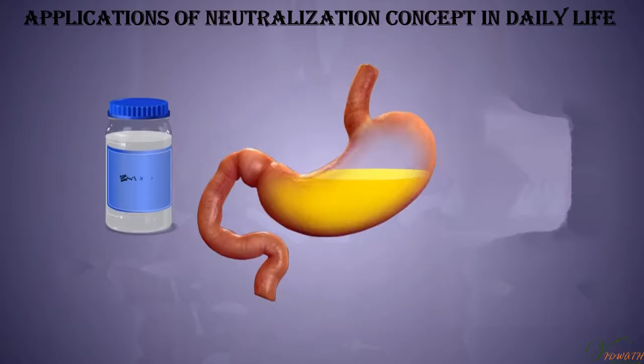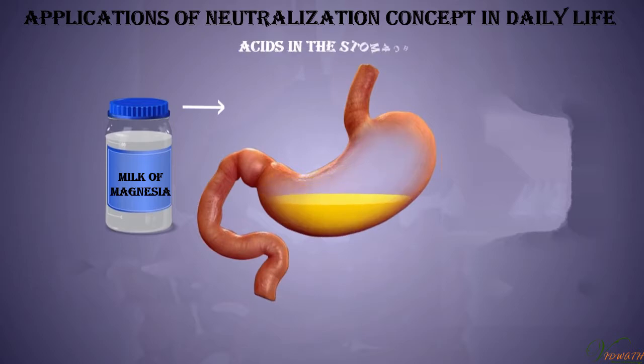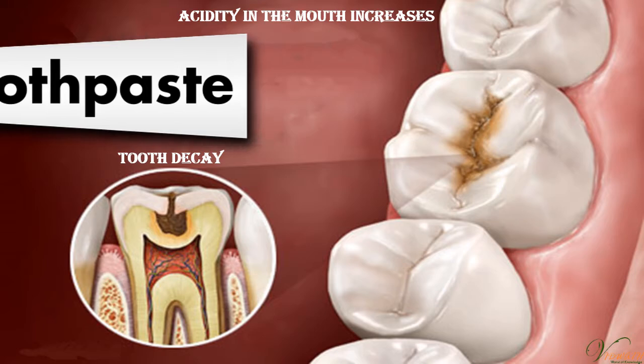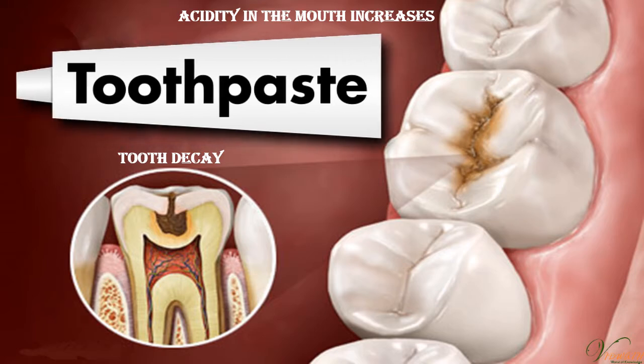Applications of neutralization concept in daily life. Antacids like milk of magnesia are mild bases that neutralize the acids in the stomach and aid digestion. If the pH lowers, the acidity in the mouth increases and leads to tooth decay. Toothpastes are basic in nature and they counteract the acid in the mouth.